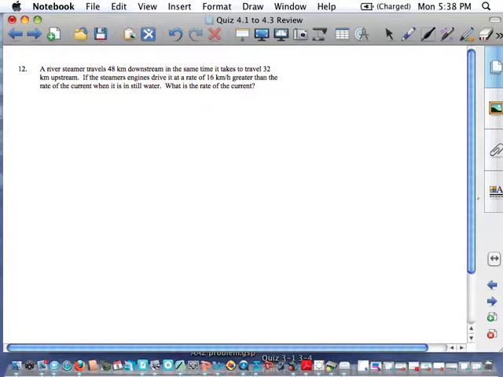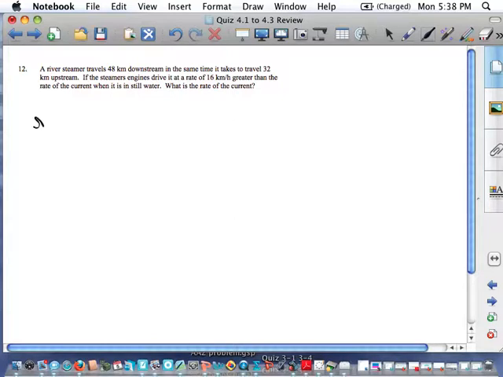A river steamer travels 48 kilometers downstream in the same time it takes it to travel 32 kilometers upstream. If the steamer's engines drive it at a rate of 16 kilometers per hour greater than the rate of the current, what is its rate in still water? What is the rate of the current?